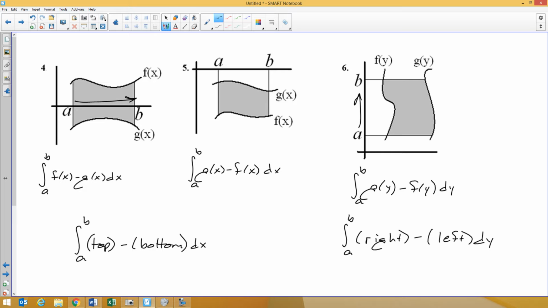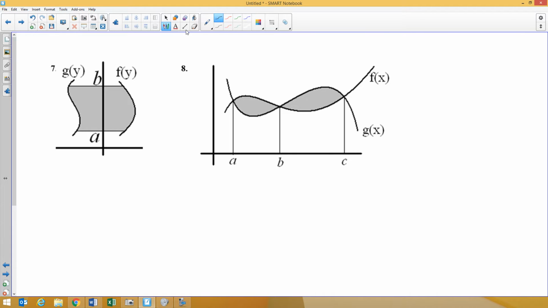That's one of the things that we're going to have to wrap our heads around for this unit, is that we are not going to be looking exclusively at x's. You're going to have to sometimes reorient yourself to think in terms of y as well. There are two more generic functions that I wanted to look at. Number 7, again, it's two functions of y, and despite the fact that one's on the right side of the y-axis and the other's on the left, that does not affect its setup. It's still going to be the area from a to b of my right curve, f of y, minus my left curve, g of y, and this is a dy problem.